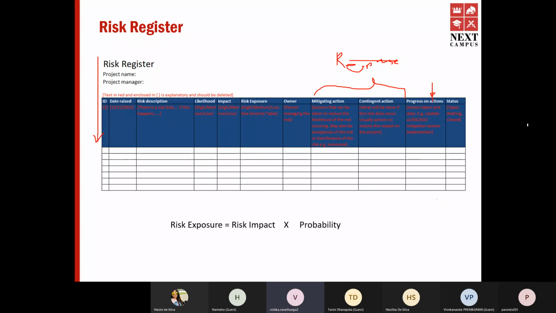Hi, Pasindu. Hi, Vishka. Pasindu, I have a small question regarding this risk register. Let's say we have a team and one developer couldn't work for a sprint. Then that will affect our timeline. In that case, who will be the owner of that risk? Is it the developer or the project manager?